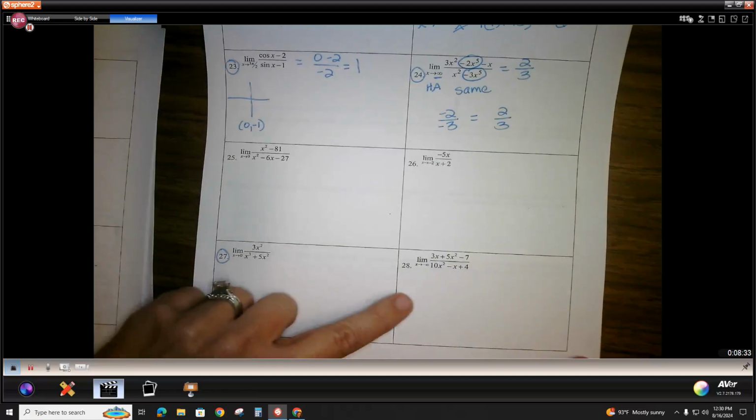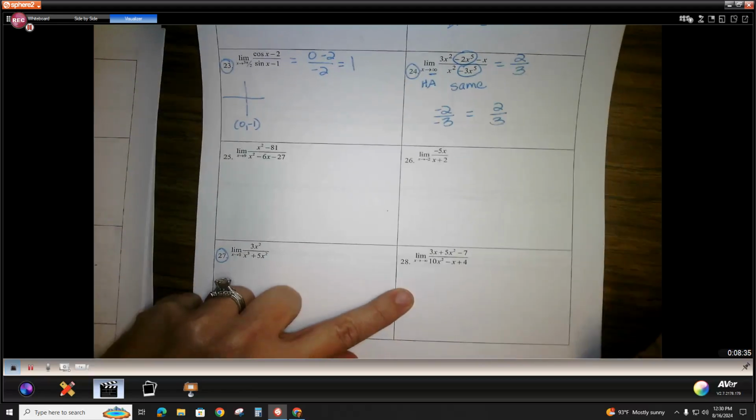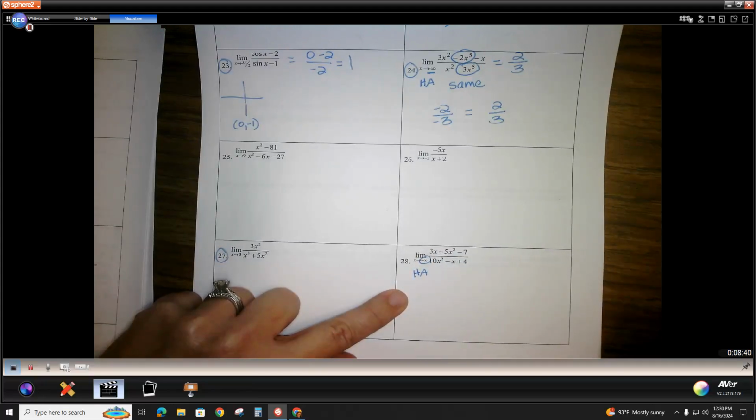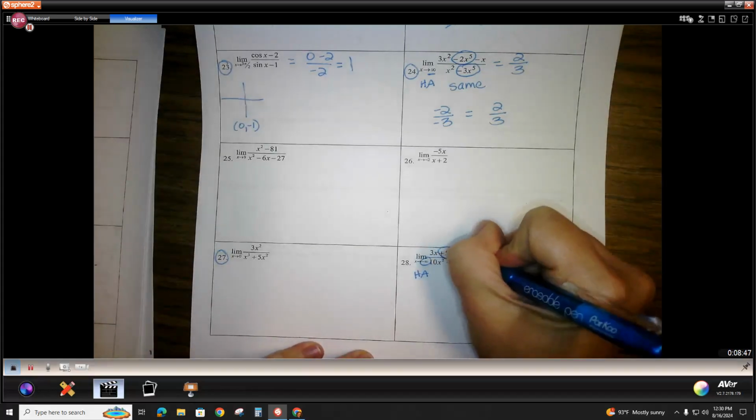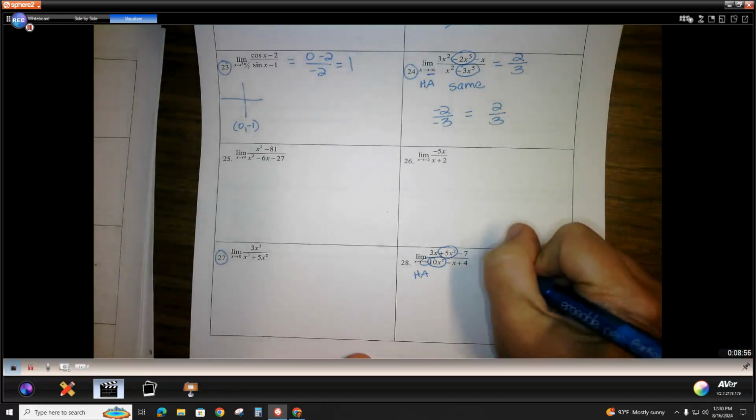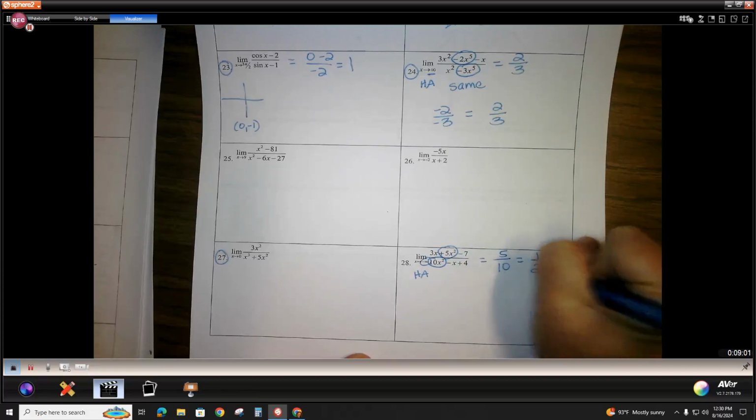Okay, skipping down to number 28. Okay, we have another infinity here. So we know we're looking at the horizontal asymptote. So I'm looking at whether it's top heavy, bottom heavy, or the same. So let's see, in the top, it's x squared. In the bottom, it's x squared. Dang, I meant to get a different problem, and that's the same kind of problem, isn't it? So they're the same, which means 5 over 10 is going to reduce to 1/2. So my limit would be there.